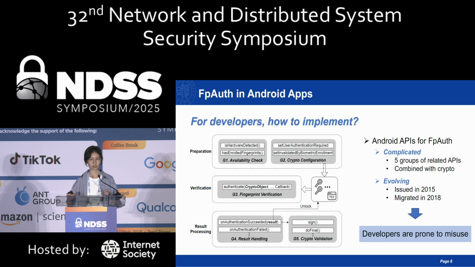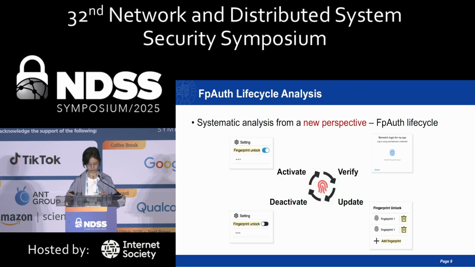Then, for developers, implementing FpAuth requires using Android's fingerprint APIs. However, these APIs are complex, spanning 5 function groups, and have evolved significantly over the years with major version changes. As a result, this complexity often leads to misuse by developers, which results in some serious security issues.